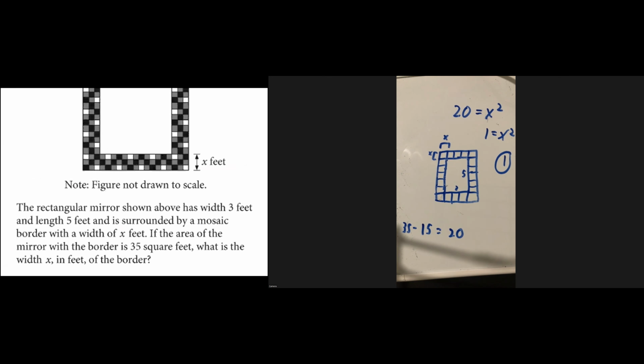So someone asked, wouldn't it be 5? It says, what is the width x? So that means it's asking for x. It's not asking for the width of the entire border, because in the question it says, what is the width x in feet? That means that the width is x. It's not asking for the entire width of the thing. If it was the entire width of the thing, it would just be 5 times x, so it would just be 5.